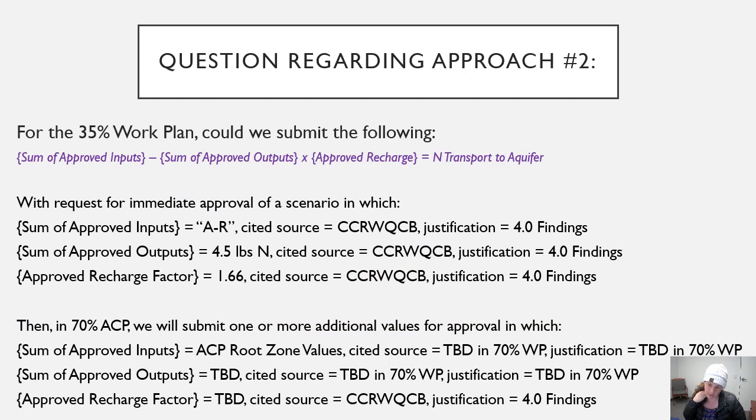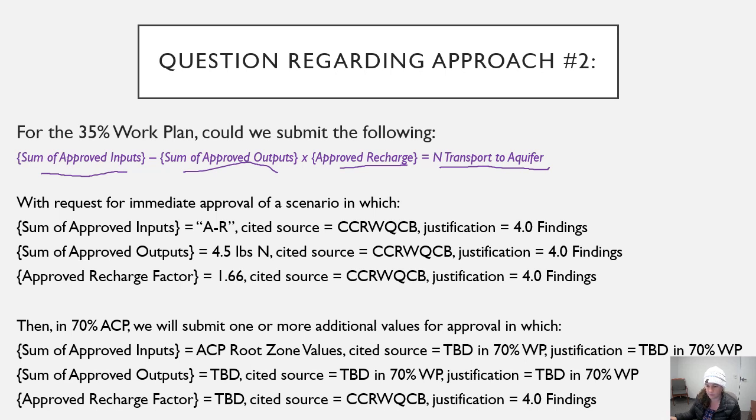So we do have one question for the Water Board, just planning work towards submittal of the 35% work plan. I'm wondering if we could submit the following, which would be a mass balance approach in which we're asking for approval of this framework: the sum of approved inputs minus the sum of approved outputs times the approved recharge equals nitrogen transport to the aquifer. So it's the same framework that's currently used in Ag Order 4.0.